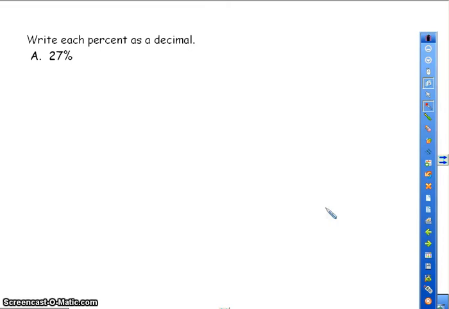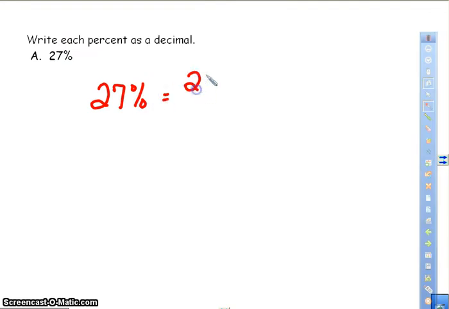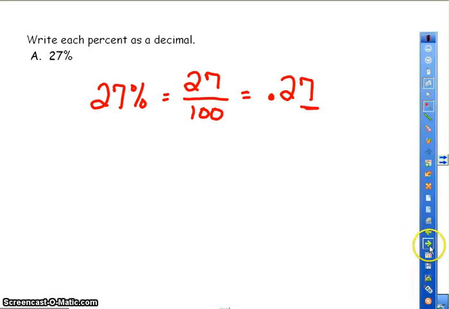So we're going to start off by writing each percent as a decimal. 27% is 27 over 100, because that's what percent means. And then this is 27 hundredths, so I know it's going to be 0.27. Once again, that 7 is in the hundredths spot. Okay, so that's my decimal.